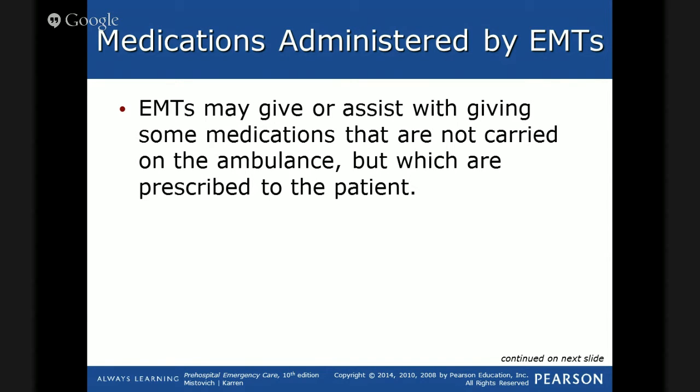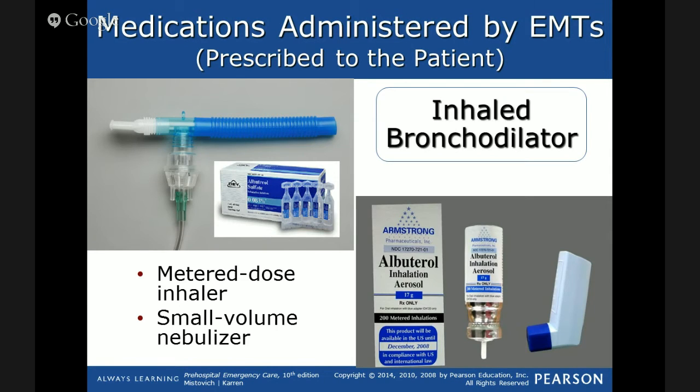In addition to the medications that we carry on the ambulance, we may also give or assist with giving some medications that are not carried by us but are prescribed to the patient, so the patient has them available at their house. One of those is an inhaled bronchodilator, or a beta-2 agonist, the most common of which is albuterol. There are a couple of other forms of albuterol, like an artificial one called Xopenex, but albuterol is the one we're looking for.